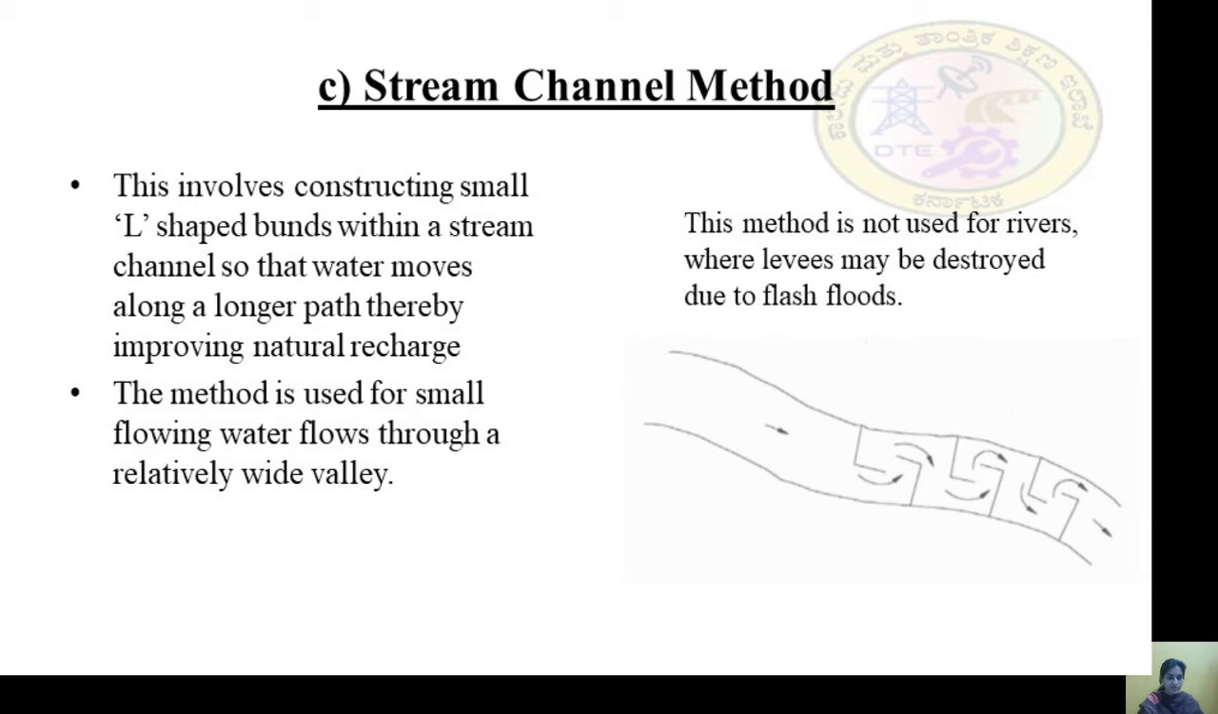This method is not used for rivers where levees may be destroyed due to flash floods. It is used only for stream channels. This involves constructing small L-shaped bunds within a stream channel so that water moves along a longer path, thereby improving natural recharge. This method is used for small flowing water that flows through a relatively wide valley.